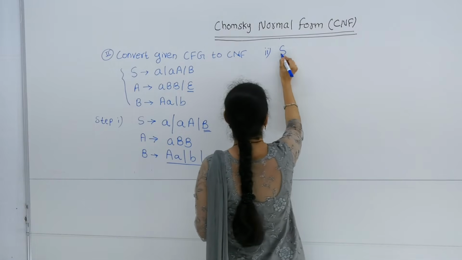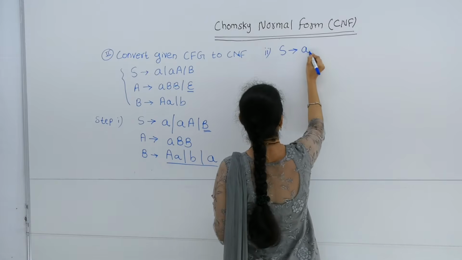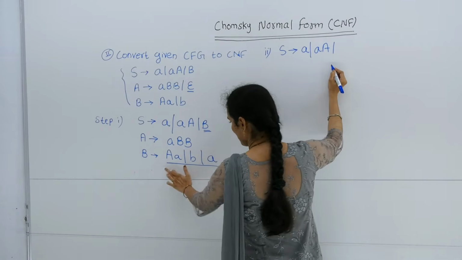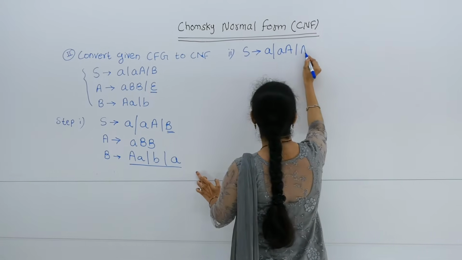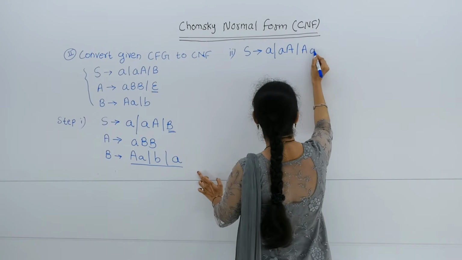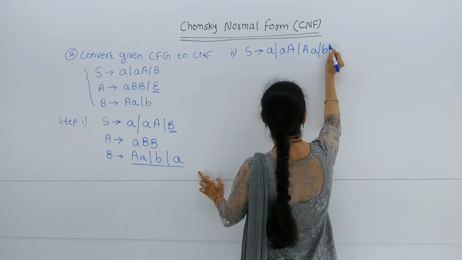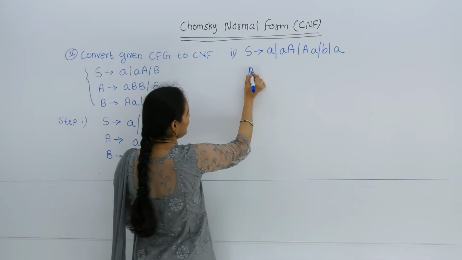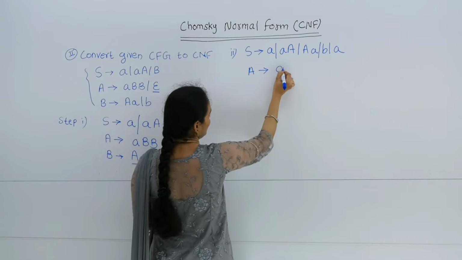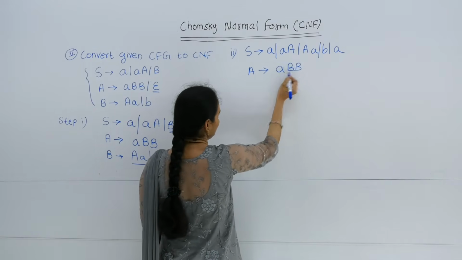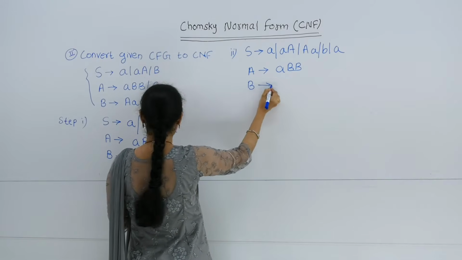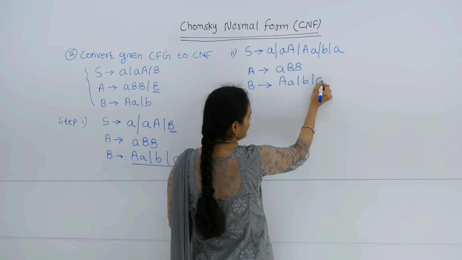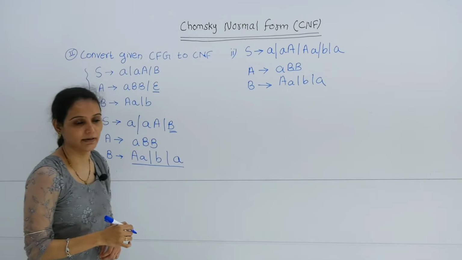So here S produces small a, capital A, and B is now replaced by that part, that is capital A, small a, again small b and A. Next, capital A produces A, B, B, and capital B produces, right as it is, B and A. It is our step number 2.